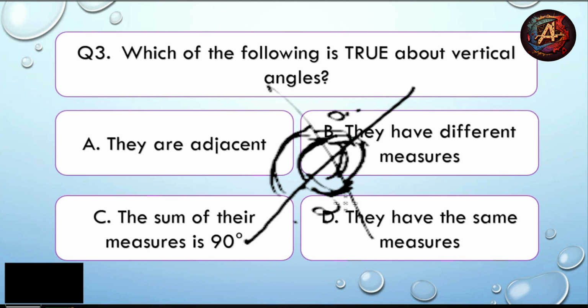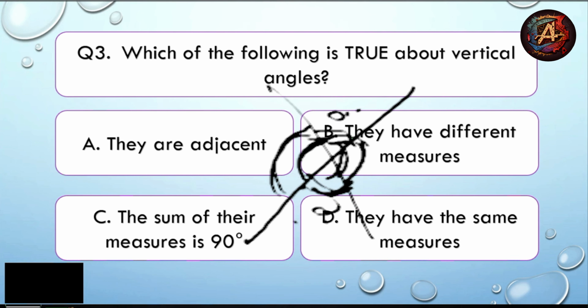And finally, their sum is not necessarily 90 degrees, because that will only happen if the vertical angles are equal to 45 degrees. However, when you draw 2 lines intersecting with each other, it doesn't always make a 45-degree angle. It could be smaller or it could be bigger.